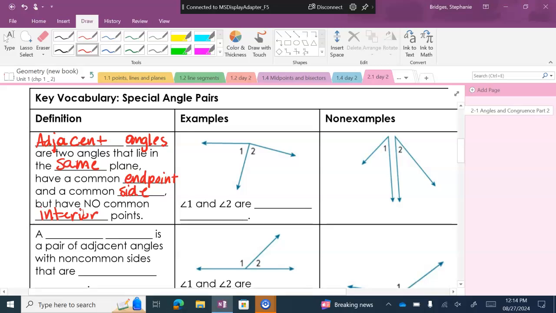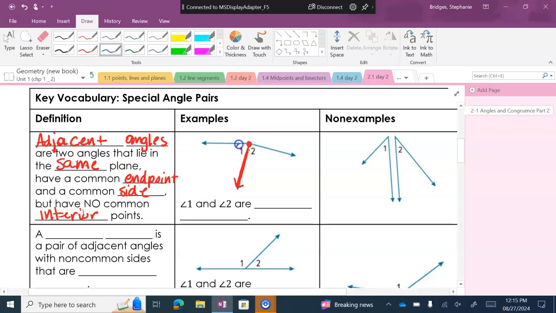So I have pictures of examples of what a pair of adjacent angles would look like and what a pair of adjacent angles would not look like. So let's talk about the example. Okay, first of all, they share a vertex. Okay, they share one corner, and they share a side. Do you notice how they share that same side there, that same ray?